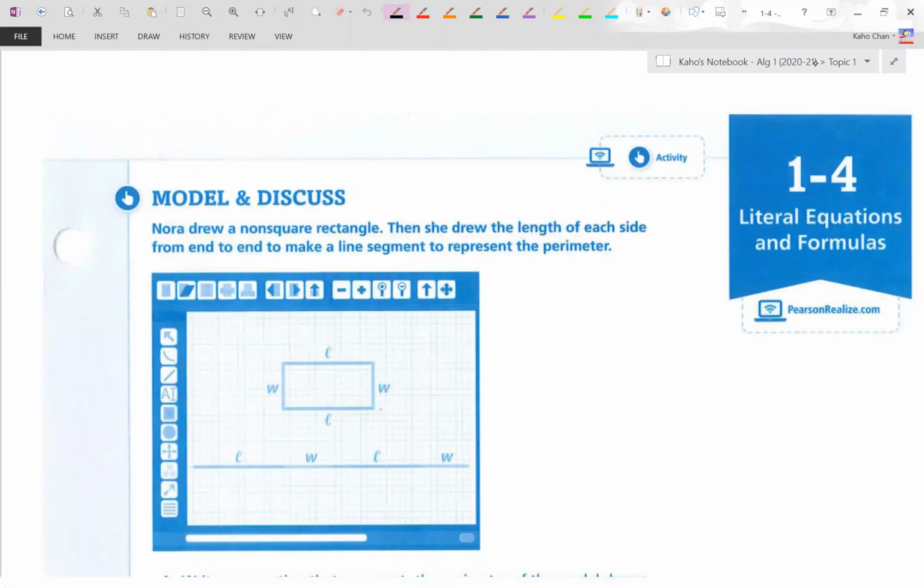Nora drew a non-square rectangle. Then she drew the length of each side from end to end to make a line segment to represent the perimeter. Little vocabulary before we get started with the actual problem.